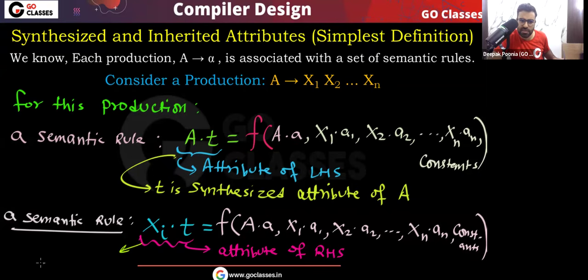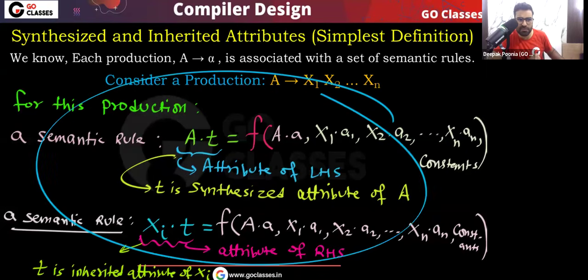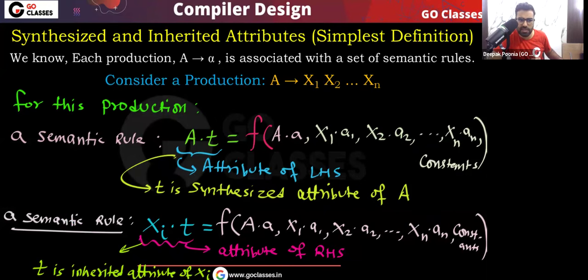So here we will say that this T is inherited attribute of Xi. Okay, is this clear? T is inherited attribute of Xi. I hope you understood. So very simple definition. You can see mathematically I have written this definition, and I hope it has cleared any confusion about synthesized attribute or inherited attribute. Okay, I hope it is clear.